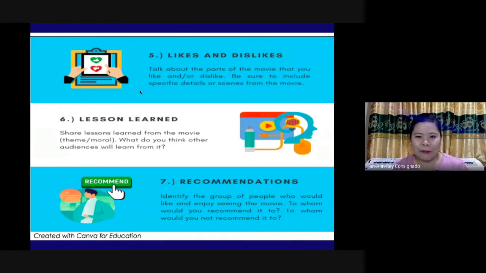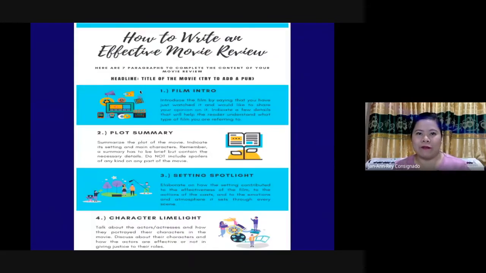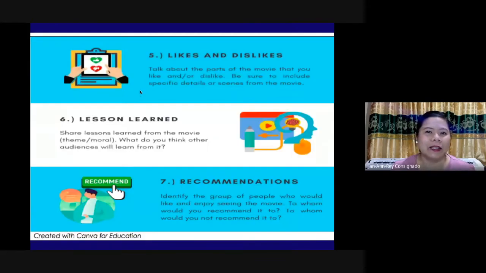And number 7, recommendations. Identify the group of people who would like and enjoy seeing the movie. To whom would you recommend it to? To whom would you not recommend it to? These are the 7 paragraphs. Don't forget this: how to write an effective movie review. Film intro, plot summary, setting spotlight, character limelight, likes and dislikes, lesson learned, and recommendations.